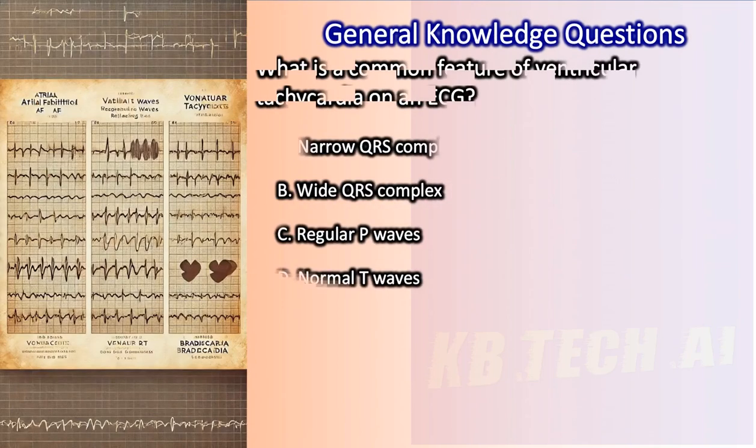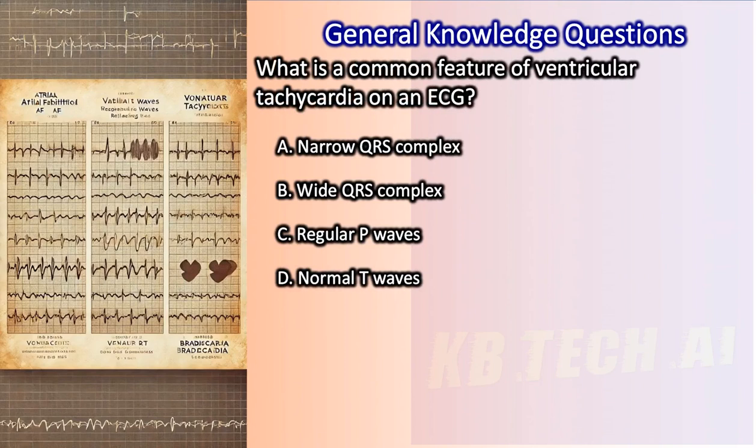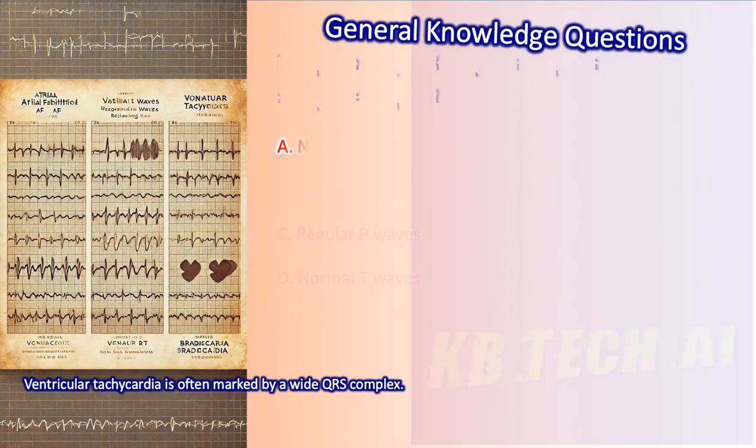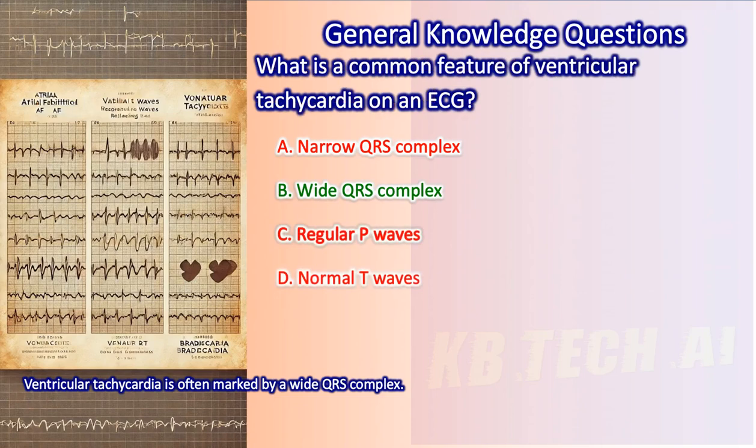What is a common feature of ventricular tachycardia on an ECG? Option 1, narrow QRS complex. Option 2, wide QRS complex. Option 3, regular P waves. Option 4, normal T waves. The answer is option 2, wide QRS complex.